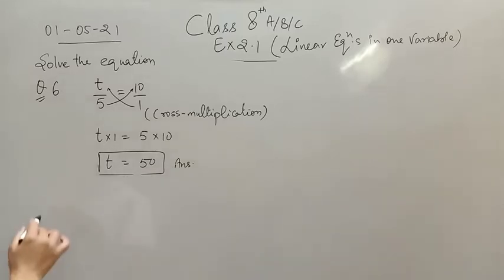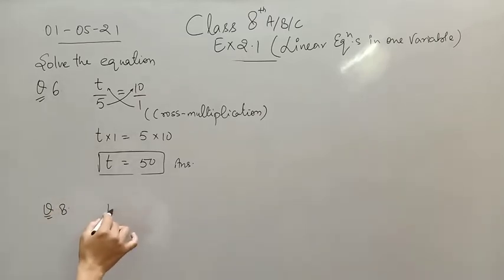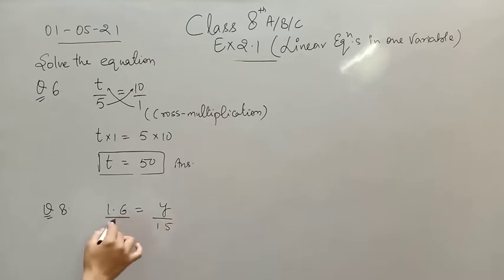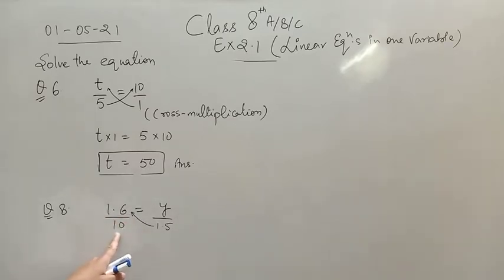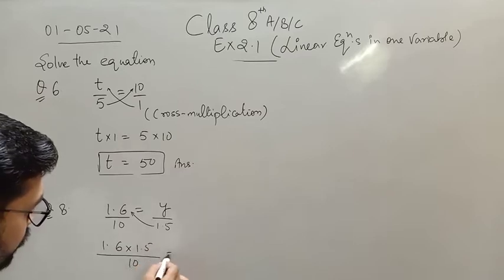Similarly, you have question number 8. What question number 8 says is 1.6 is equals to y divided by 1.5 divided by 10. Now how to solve this question? Again, you just need to find the value of y. Just cross multiply these two values. No need to cross multiply 10 with y. The reason is, now I can write 1.6 into 1.5 divided by 10 is equals to y.